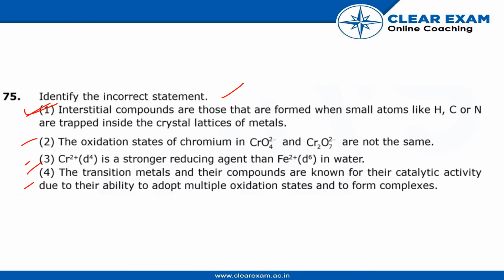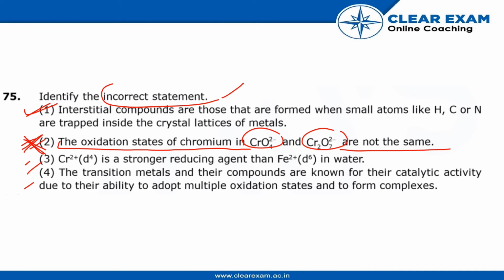So the second statement states that the oxidation states of chromium in CrO4 2- and Cr2O7 2- are not the same. So we know that the oxidation state of chromium in these compounds is nothing but +6, which is the same. So this is not the correct statement. So we have to find the incorrect statement. So this is not the incorrect statement. So this is the incorrect statement.